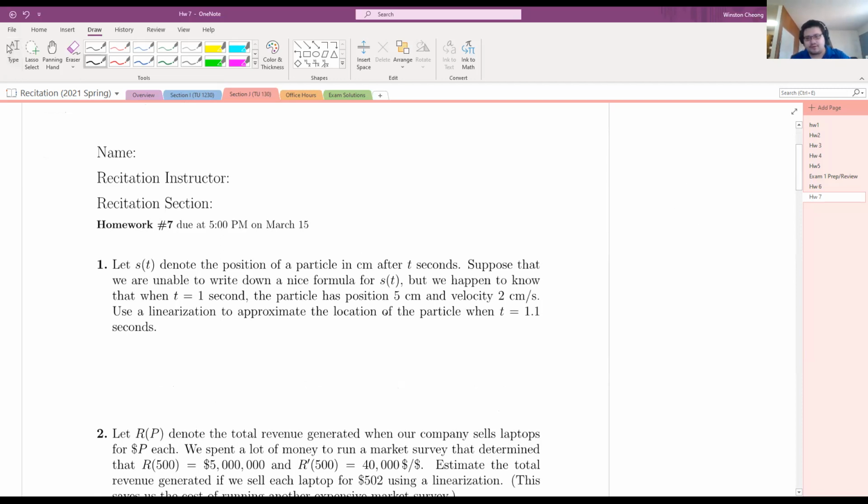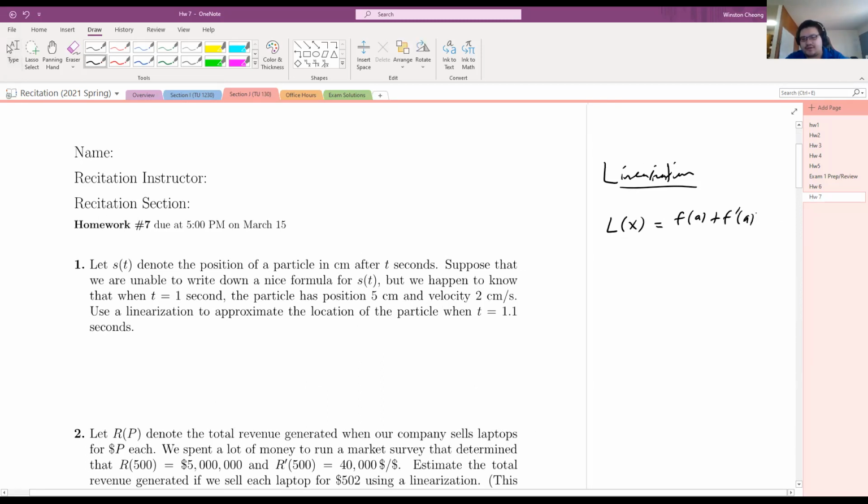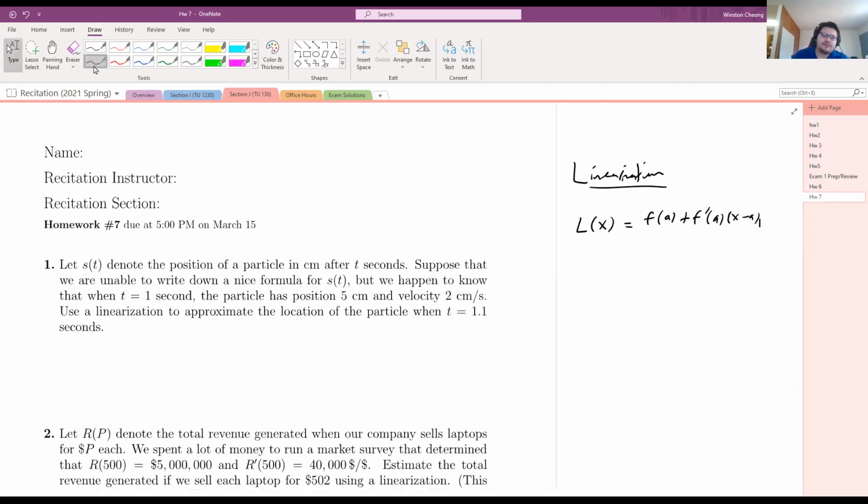Okay. So to start with, let's write down what linearization is about. The main thing you should be able to remember is the formula for it. You center your linearization, or your linear approximation, at some value a. With that value, you have f of a plus f prime of a times x minus a.